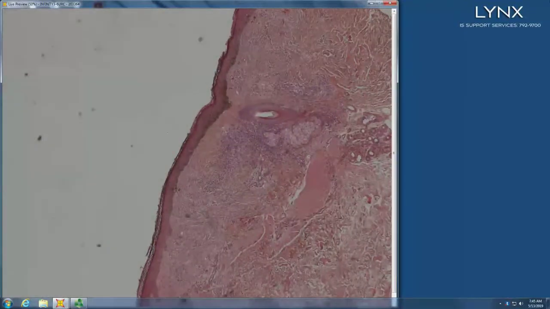There's pigment in it. Pigment in the basal layer of the epidermis. And is it well nested or not very well nested? Poorly nested, effacement of the rete. Melanoma.